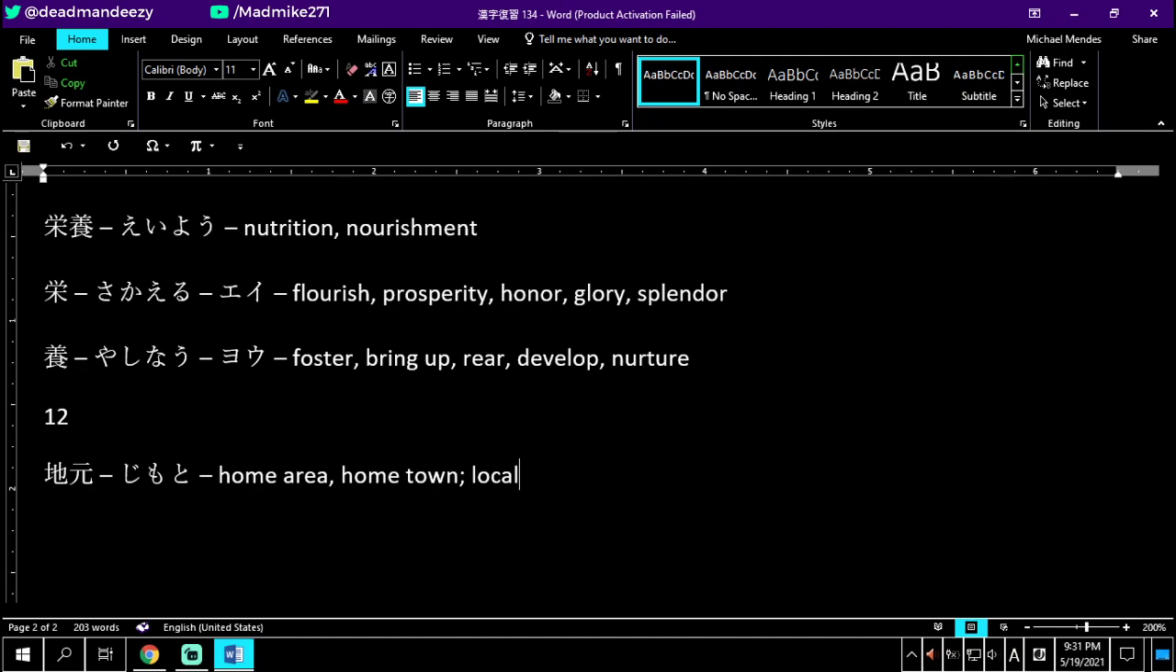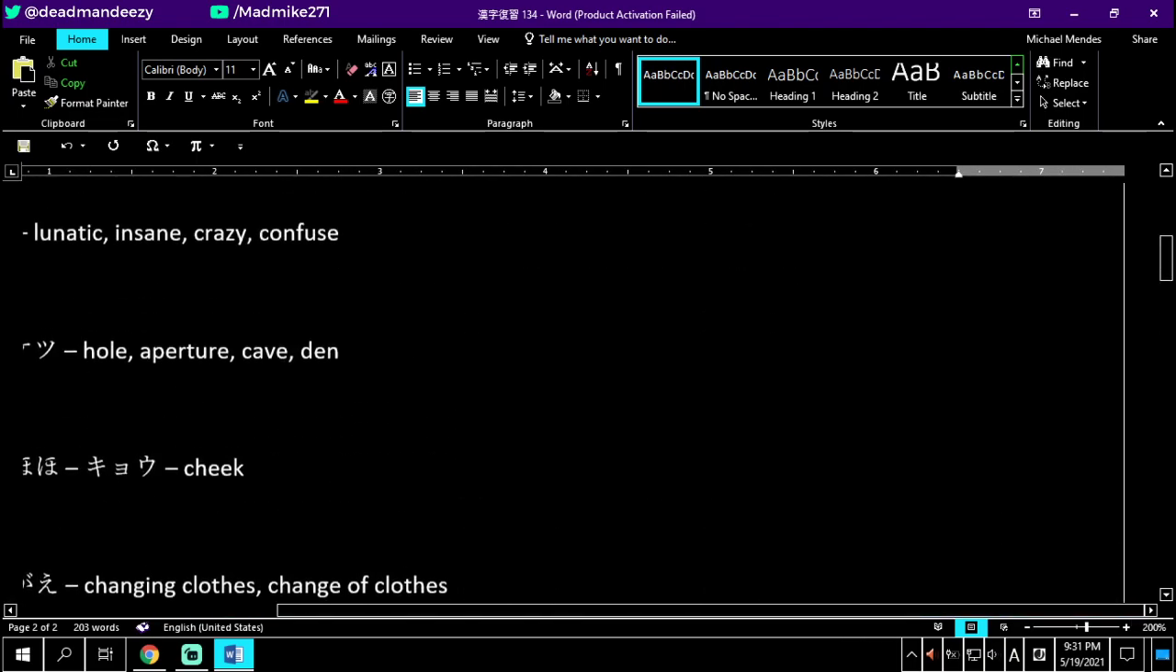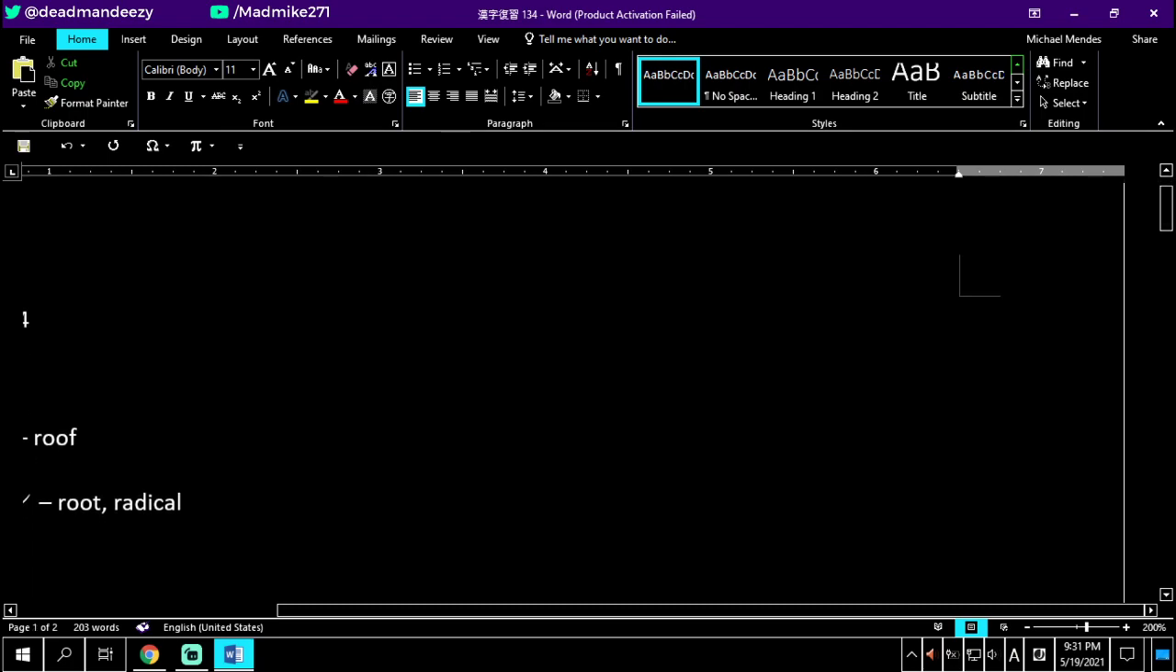Jimoto desu is your home area or local. Let's go back to the top and make sure we got all these down pat before heading out for the day. A roof. A radical is yane.